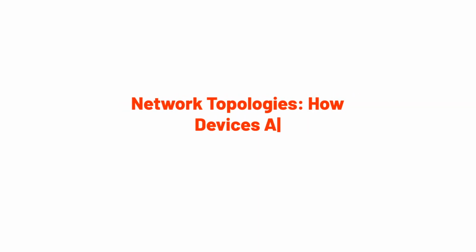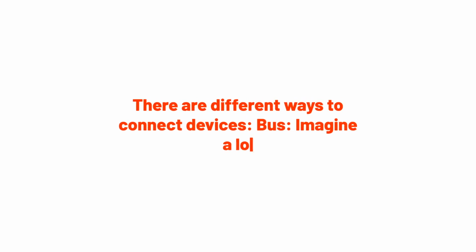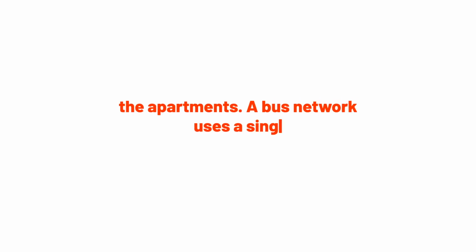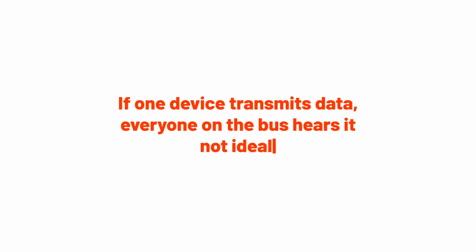Network topologies. How devices are arranged. Think of a network topology as the floor plan of your apartment building. There are different ways to connect devices. Bus. Imagine a long hallway connecting all the apartments. A bus network uses a single cable to connect all devices. If one device transmits data, everyone on the bus hears it, not ideal for privacy.